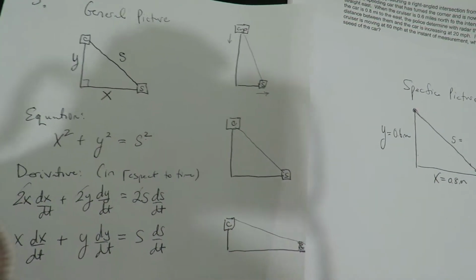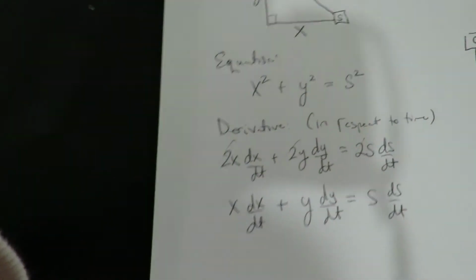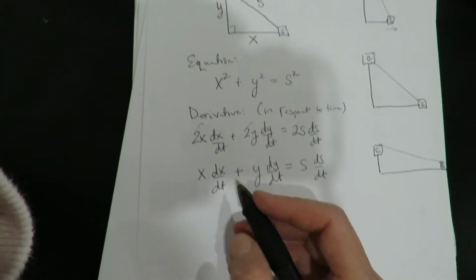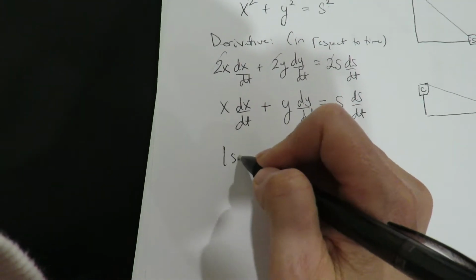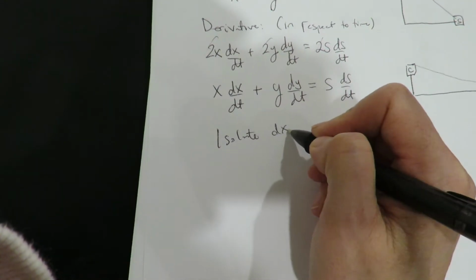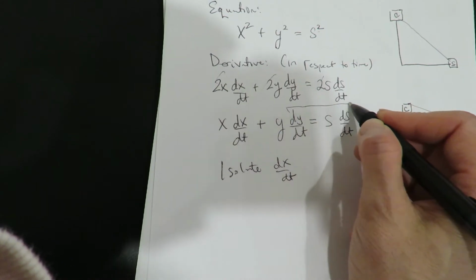Now, if you come back to the equation for a moment here, and we solve this for dx/dt, because that's what we're looking for. So now we know what we're looking for. So we're going to isolate dx/dt, because we know that's what we want. So I've got to move this to the other side.